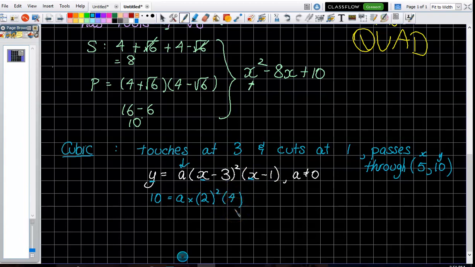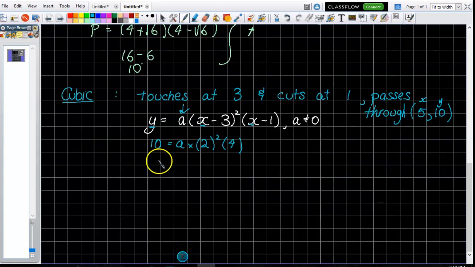Do you all believe you can find a now? Do we have to keep going? Because this is now, we've got the hard bit. The rest is just pure algebra. I saw some faces just then, so I will finish it. 4, 4, 16. A.